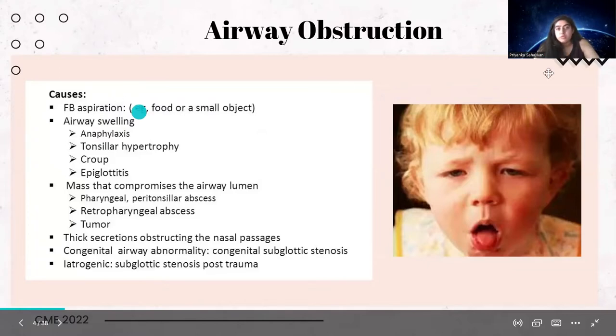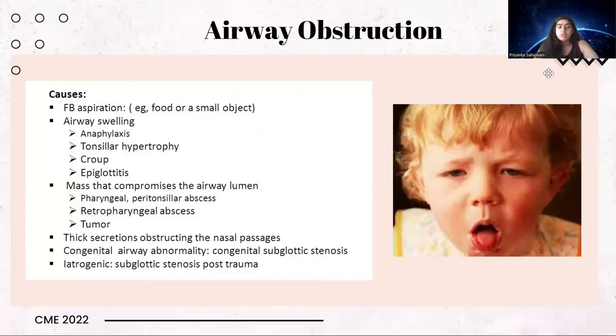Now, airway obstruction. You can have an acute airway obstruction and a chronic airway obstruction. Acute airway obstruction are the first two causes here. That is foreign body aspiration, which is the most common cause of airway obstruction in children. And then there is airway swelling due to anaphylaxis, epiglottitis and all. The mass that compromises the airway lumen, that is a pharyngeal, peritonsillar abscess, retropharyngeal abscess, and malignancies are generally slowly developing. So that will come under chronic airway obstruction.